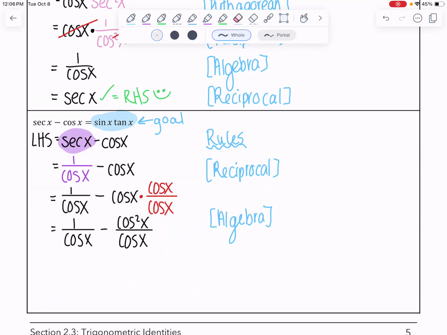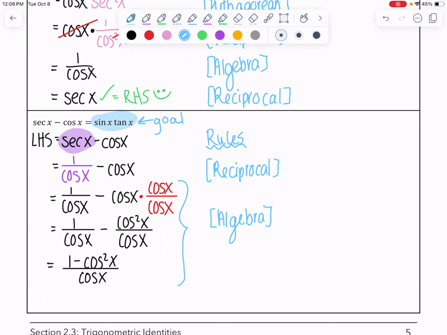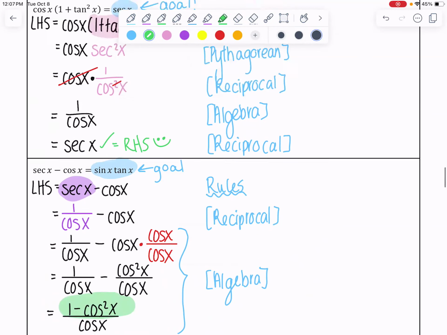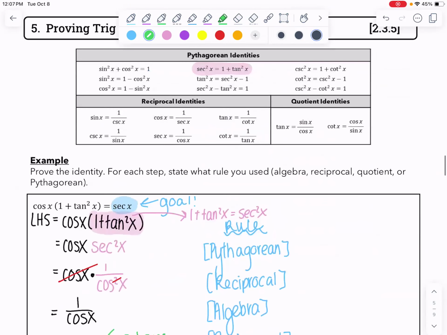The next step will also just be algebra, rewriting this as one fraction, 1 minus cosine squared x divided by cosine x. All of these steps right here, let's make a better curly brace than that. All of those steps there are all algebra. Now, 1 minus cosine squared x, that one right there, is a Pythagorean identity. That 1 minus cosine squared x is equal to sine squared.